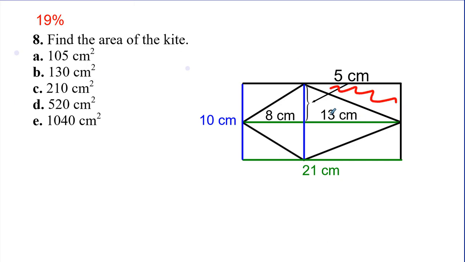So this is half the area. This is also half the area, same as that one. And so is that half the area and half of that. So if we multiply the diagonals, divide by 2, that'll give us the answer that we're looking for. So that's going to be 21 times 10 divided by 2, which is 105.